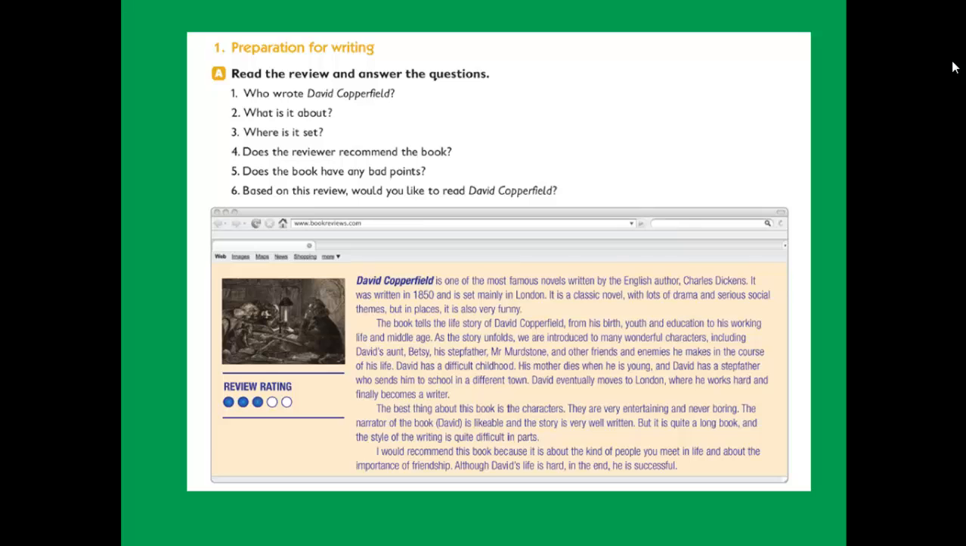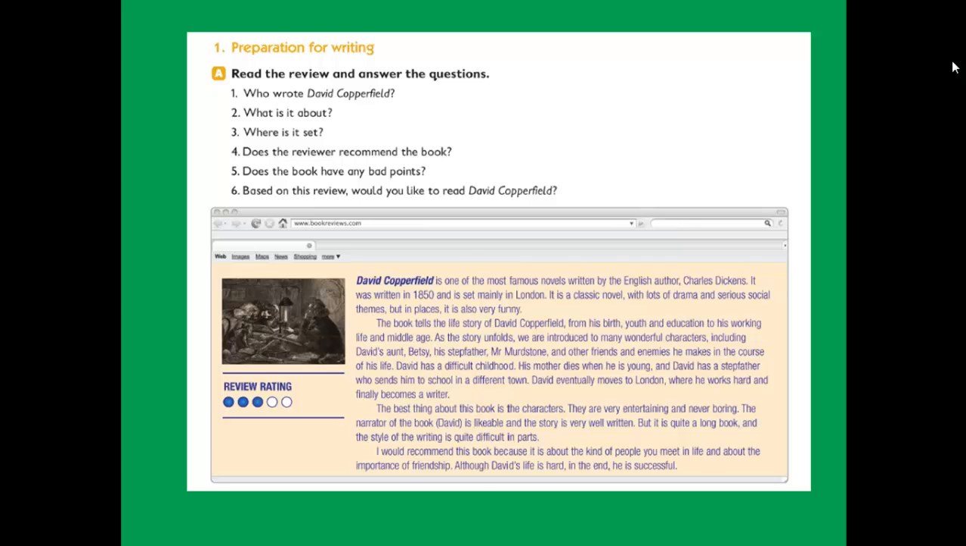The best thing about this book is the characters. They are very entertaining and never boring. The narrator of the book, David, is likable and the story is very well written. But it's quite a long book and the style of the writing is quite difficult in parts.